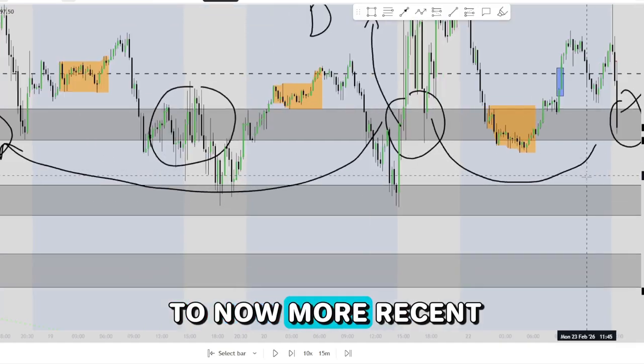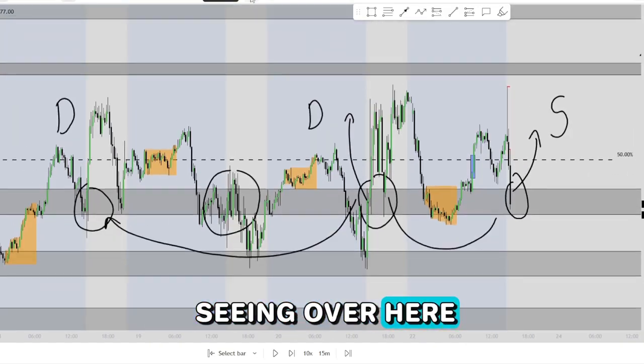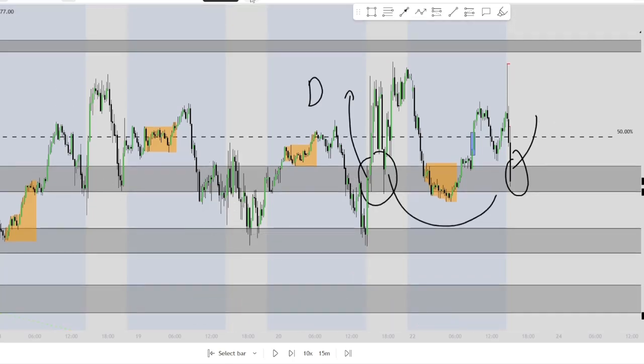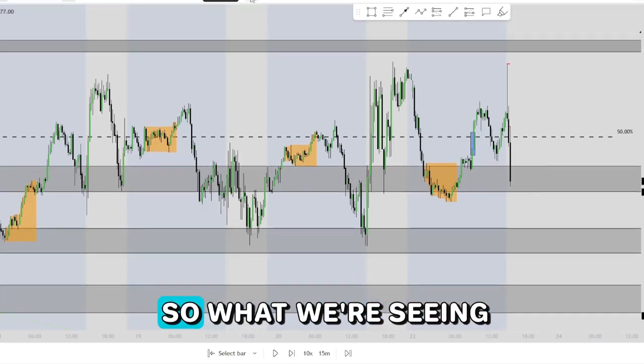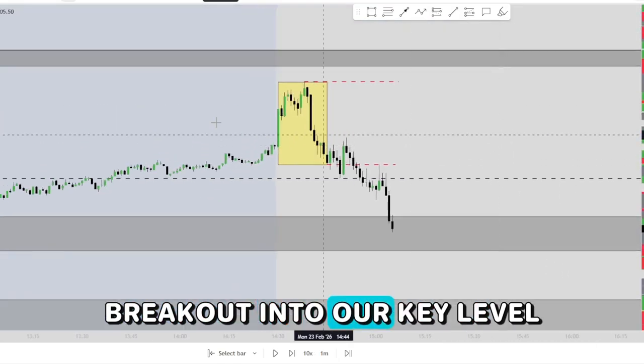So if we go to now more recent price action, let's kind of break down again what we're seeing over here. If we just break this down, clear up the charts. So what we're seeing here is a 15-minute range breakout into our key level.